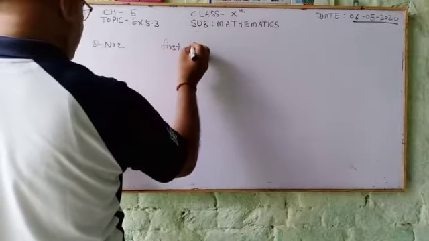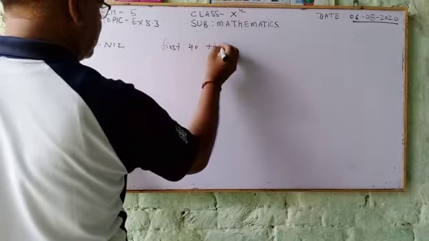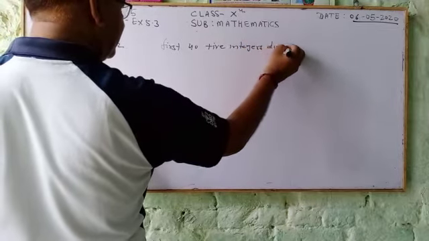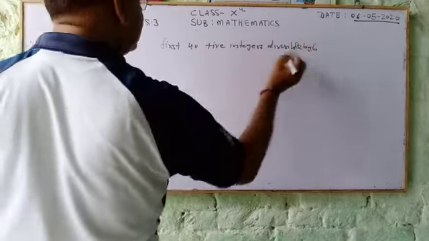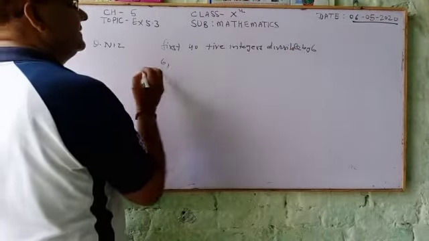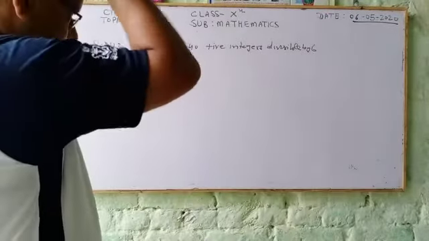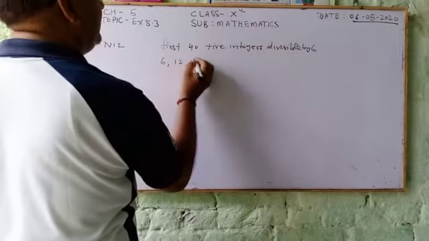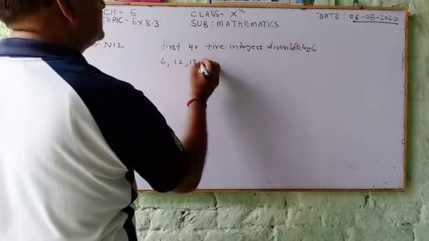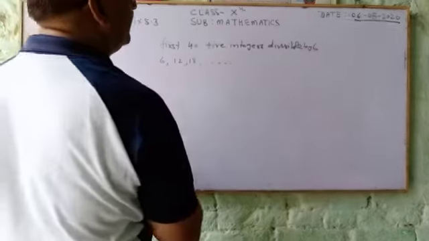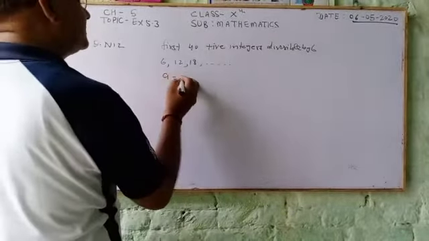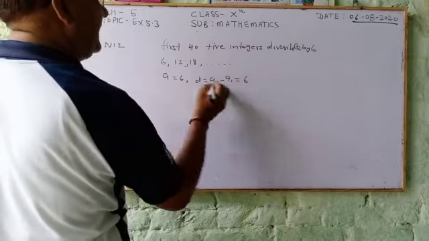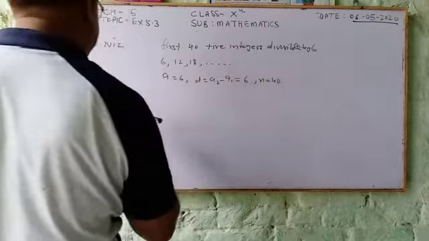First 40 positive integers divisible by 6. So 6, 12, 18 and so on. We are taking a equal to 6, d equal to a2 minus a1, also equal to 6, and n equal to 40. Find the sum.